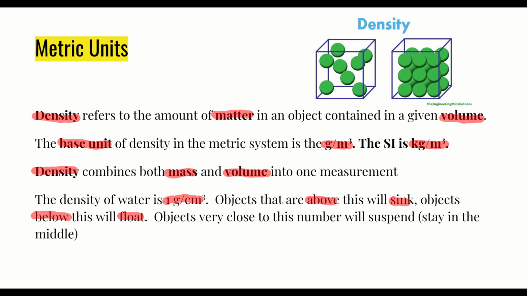So when I say very close, I'm talking a number range of probably about 0.9 to maybe 1.1 grams per centimeter cubed. And again, we're talking very close numbers, and then those will suspend. So it's really, really similar.